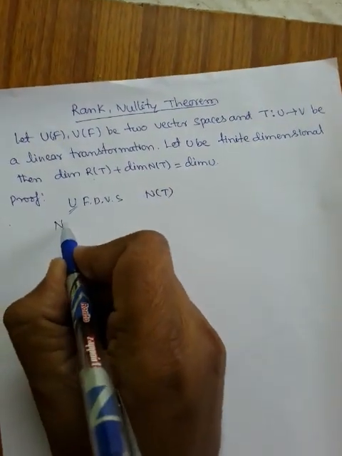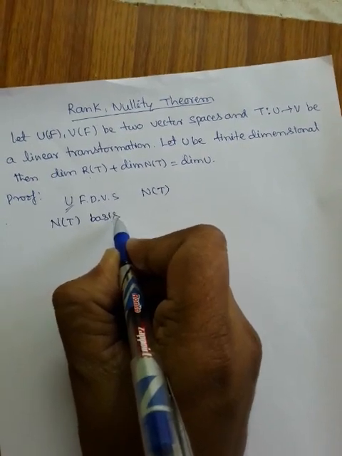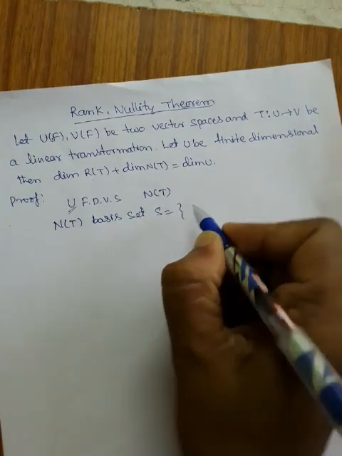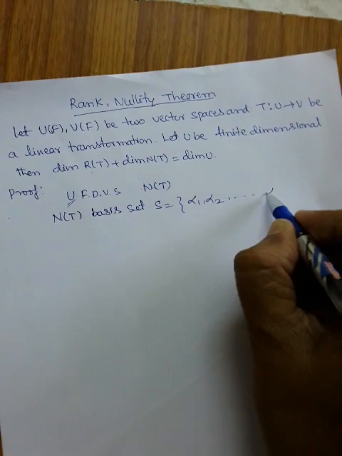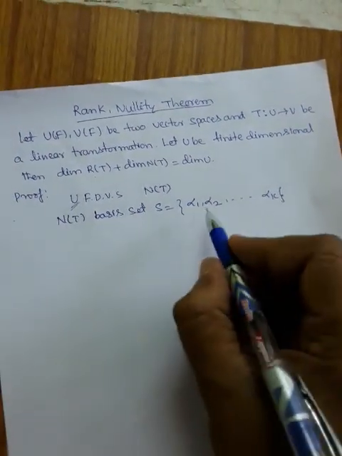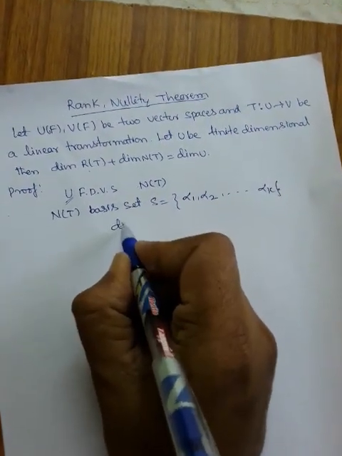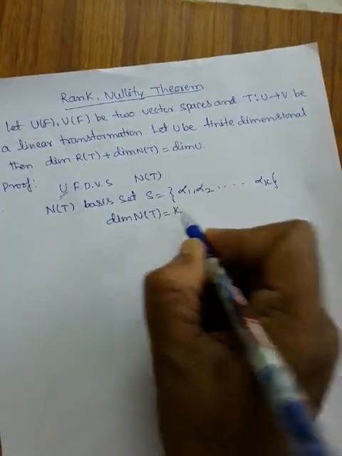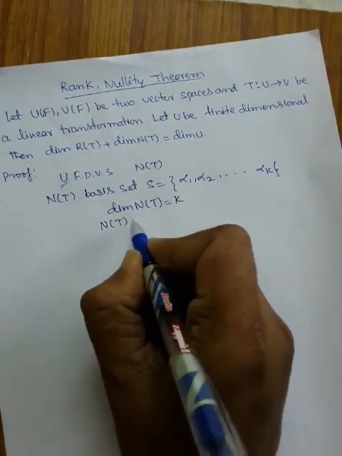Now I am taking a base set of N(T). What is the base set of N(T)? Here I am assuming S = {alpha 1, alpha 2, ..., alpha k}. It is a base set of N(T). This set contains k elements, therefore the dimension of N(T) is k.